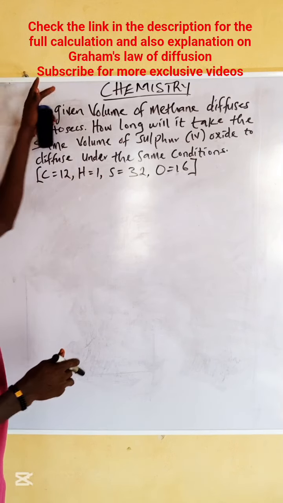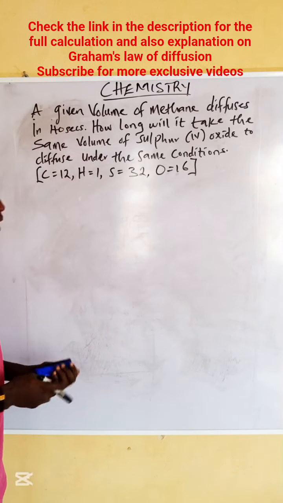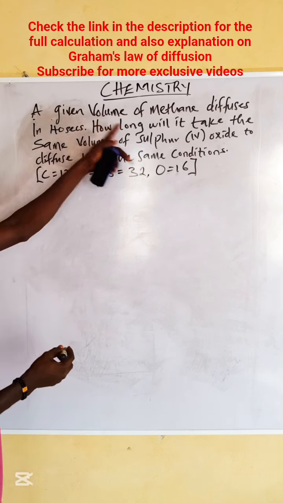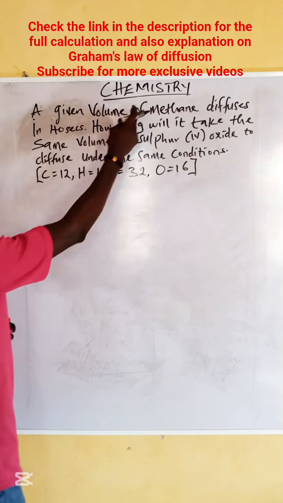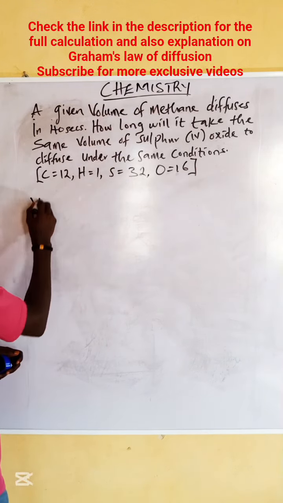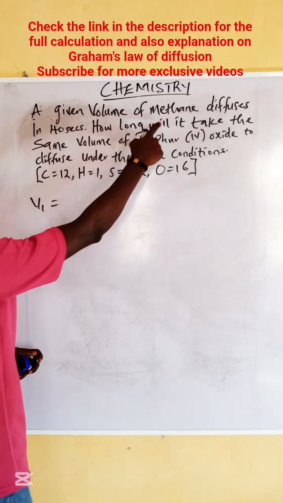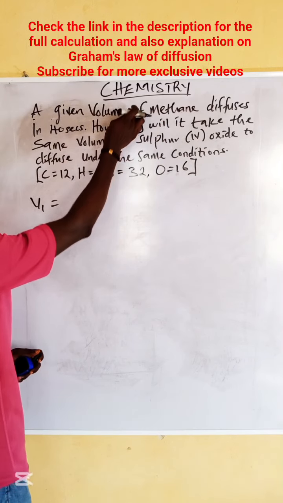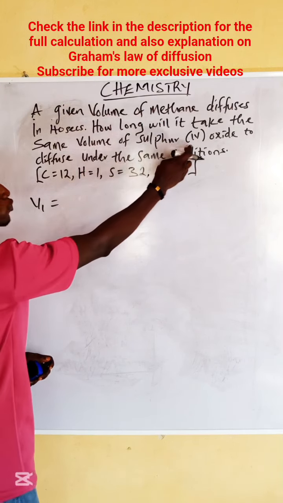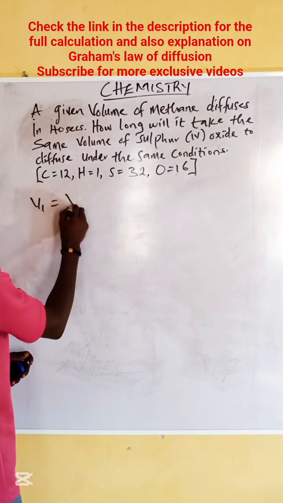All right. So what we first do is to write out our parameters. Good. So we have volume of methane. We will take volume of methane as our V1. They didn't give us the value, but our V1 and our V2, that's the volume for sulfur oxide, are the same thing. So we take it to be V.